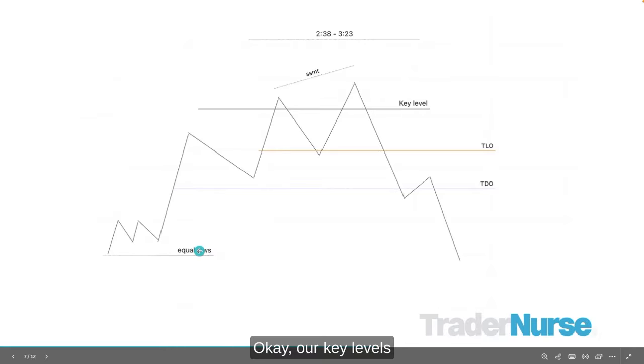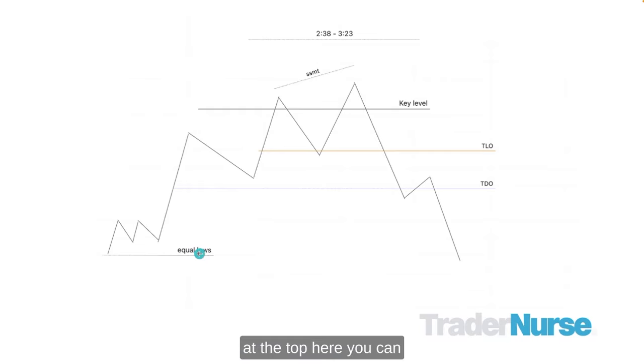Okay, our key levels at the top here, you can see during this diagram, we're above both true opens: our true London open at 1:30, our true day open at midnight. We're just simply waiting for price to get into this key level, which will be in the form of a previous day high, previous day low, previous session, or a high time frame gap.